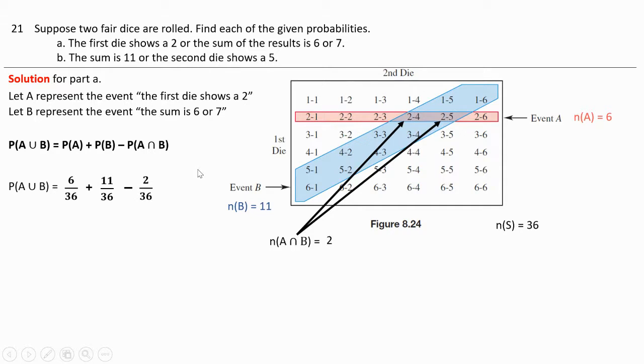over 36. So 6 plus 11 is what? 17. 17 minus 2 is 15. So the answer will be 15 over 36. We simplify. The answer will be 5 over 12. Okay, now for part B.